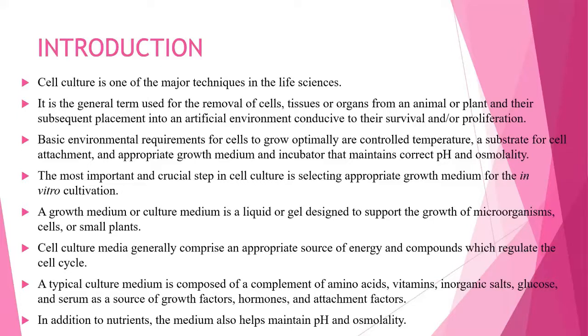Basically, you're going to culture the cells. That's what is written over here: used for removal of cells from tissues or organs from an animal or plant, and their subsequent placement in an artificial environment. That is your cell culture. So you're trying to isolate cells from different tissues or organs of animals, or even plant cells can be cultured. All these are maintained in a laboratory, an artificial environment, by providing the required conditions for the cells to survive and also to proliferate in an effective way.